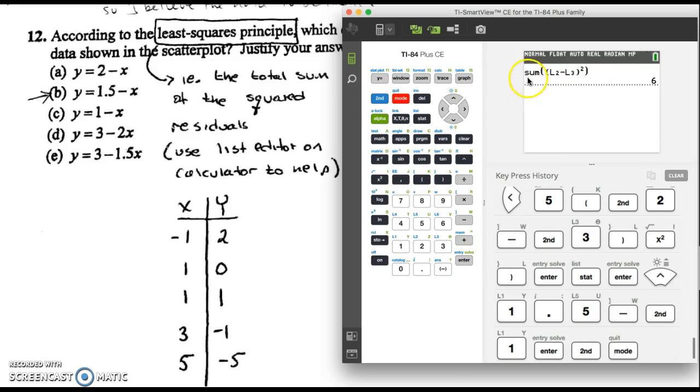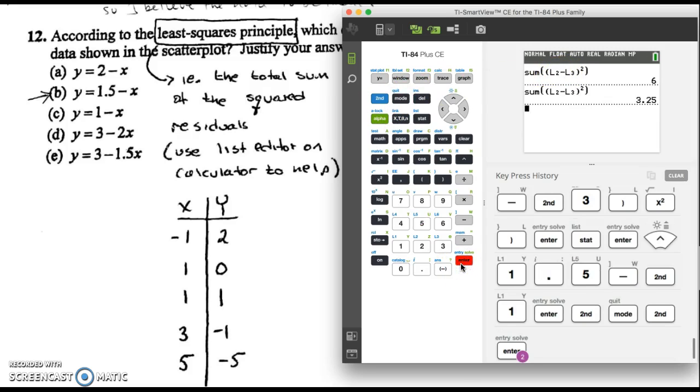Come back to our main screen, and we're going to do the same calculation again. So second, enter. This time we get 3.25. So that means that B is a better choice than A, because with the least squares principle, you want this to be as close to 0 as possible. So B is better than A right now.